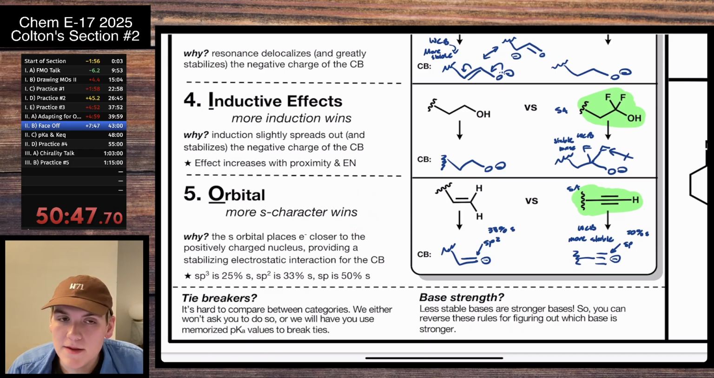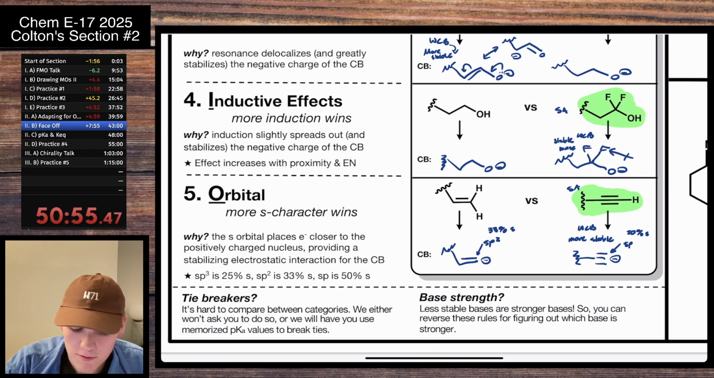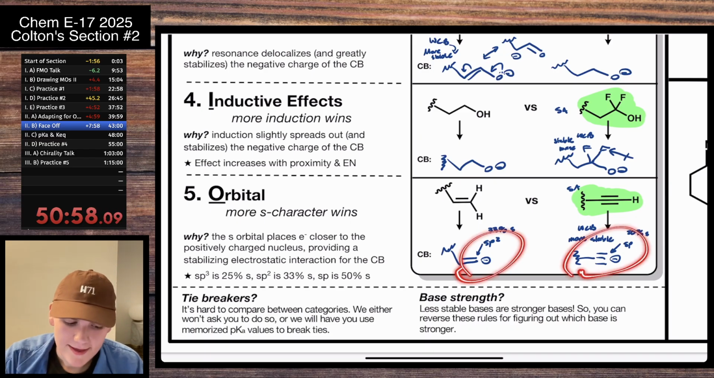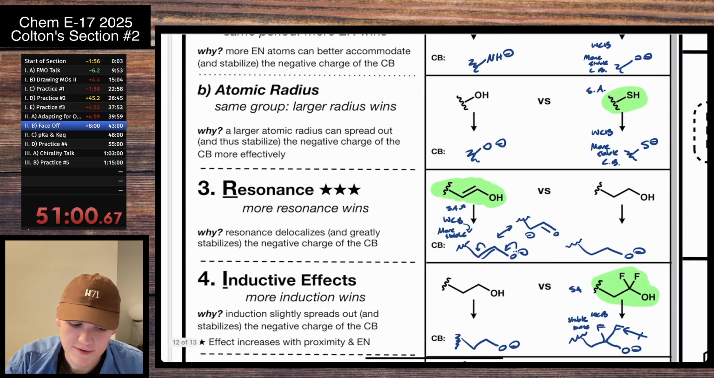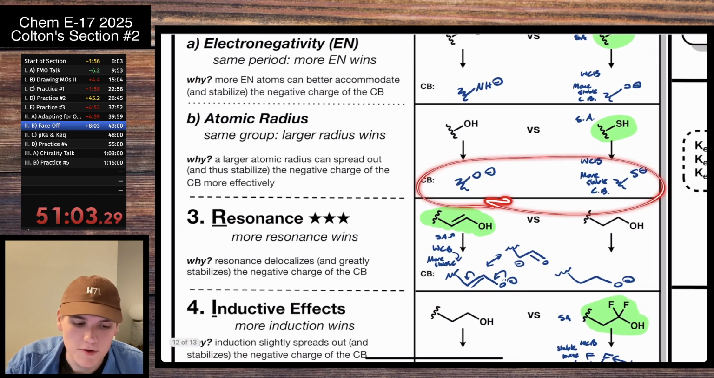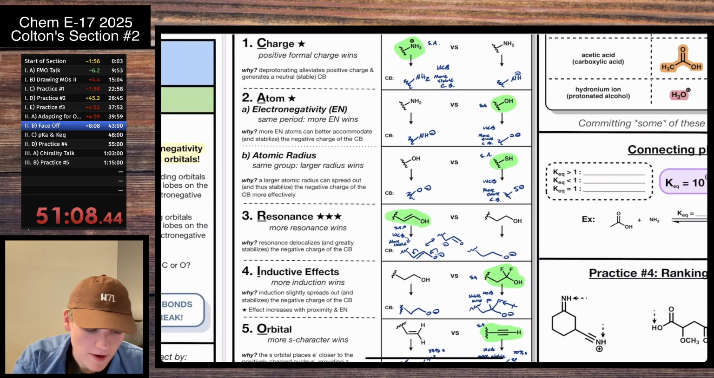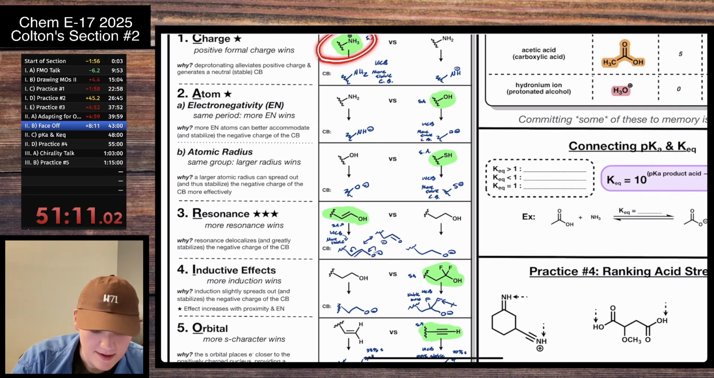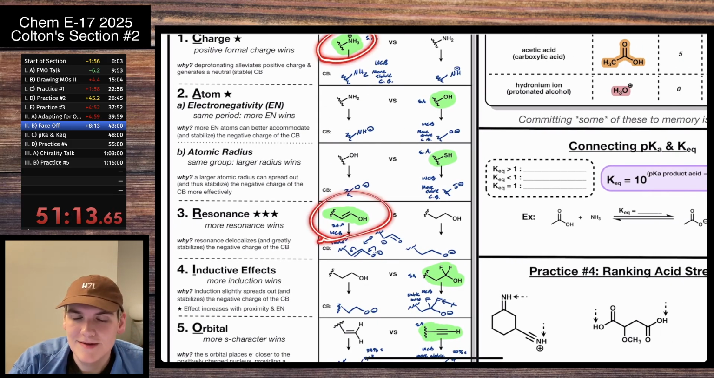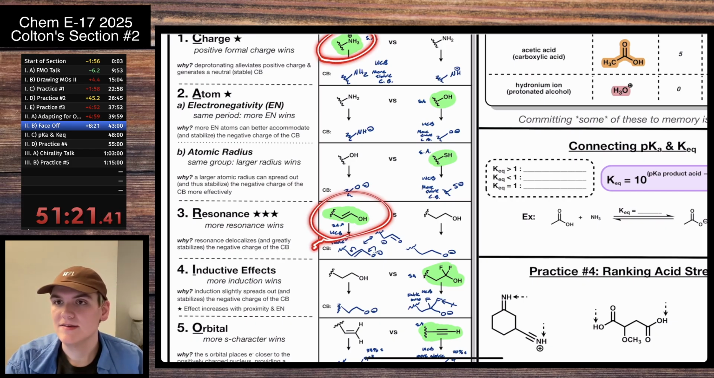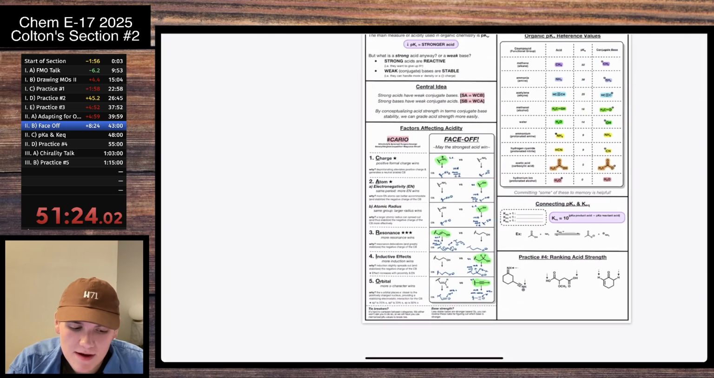Now, when we are comparing just one factor, these rules work great. Like, if the only difference between these two is sp2 versus sp, or the only difference is resonance, or atomic radius, or electronegativity, then we have these clear rules. But what if I was trying to say, okay, what's more acidic, this NH3 plus or this OH with resonance? That is a much harder question, and we don't have an easy way to compare between categories, which is why we use reference tables.